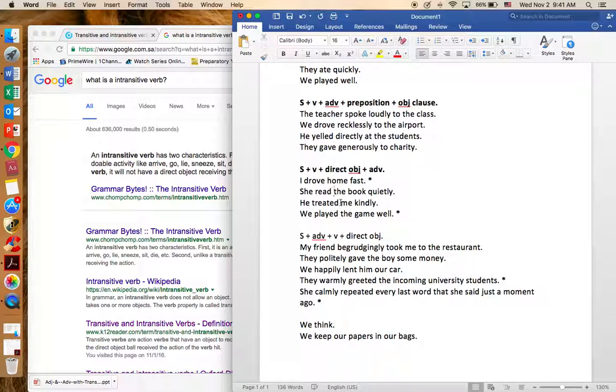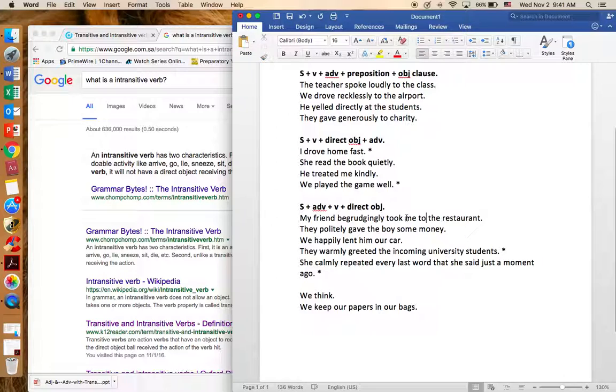He treated me kindly. Same thing. This is a transitive verb. Here's our direct object. It's the object pronoun this time. So the adverb comes after it. And we'll see down here that we can also put the adverb before the transitive verb.